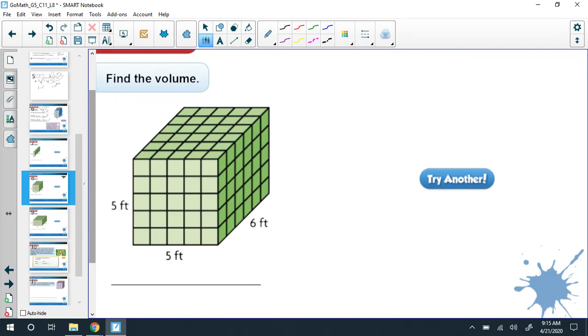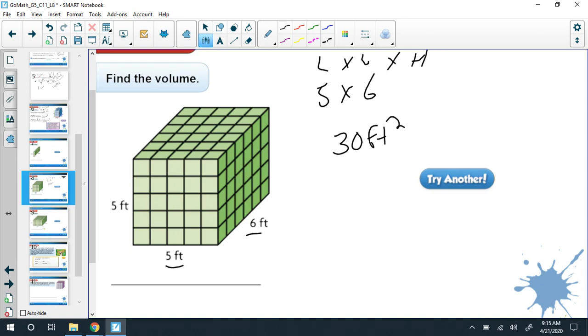Okay, so I'm going to look at this one, and I am going to find my length and my width, right? So length times width is 5 times 6, and that gives me my base area of 30 square feet. I am finding volume though, not just area, so I need to multiply this times the height. I've already done that unit, and I've done that unit. I need to do this one over here. So 5 times 30, 5 times 0 is 0, 5 times 3 is 15. So it's 150 cubic feet.